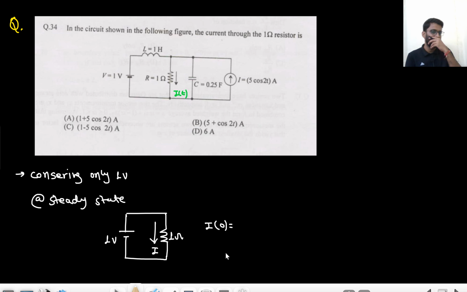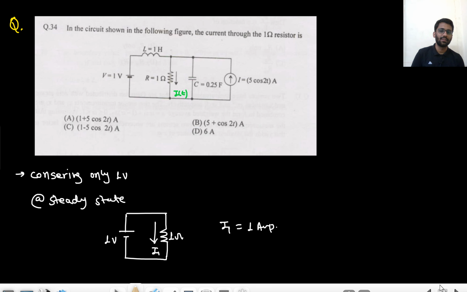Can anyone explain why this is steady state? Because this is coming from t equals minus infinity. This is also coming from t equals minus infinity. There is no u(t) written, so all are coming from t equals minus infinity. So steady state will be reached at t equals 0. So at steady state, I1 will be 1 ampere. I call it I1 because IT is the complete current.